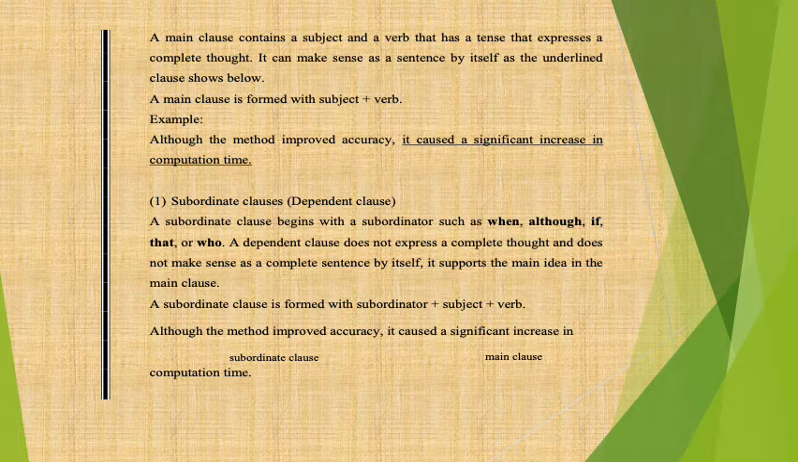Okay, I think it is very clear to you. The clause that is called a dependent clause does not give me a complete meaning unless I use it with a main clause. A subordinate clause is formed with subordinator plus subject plus verb. Although the method improved accuracy, this is the example, although the method improved accuracy, it caused a significant increase in commutation time. Here we have two clauses. The first one is the subordinate clause and the second one is the main clause. Okay.